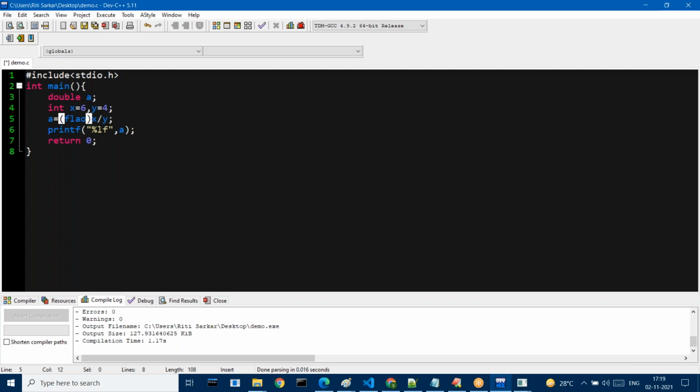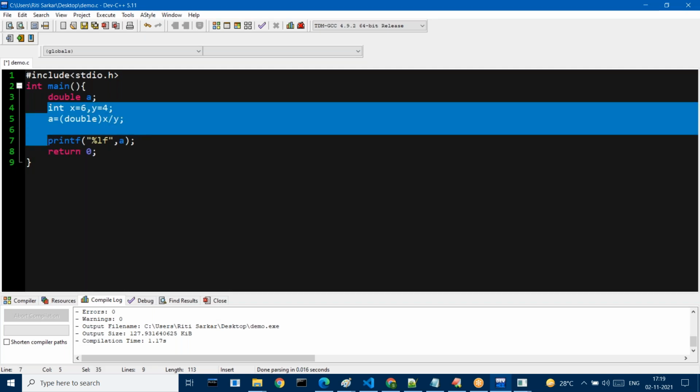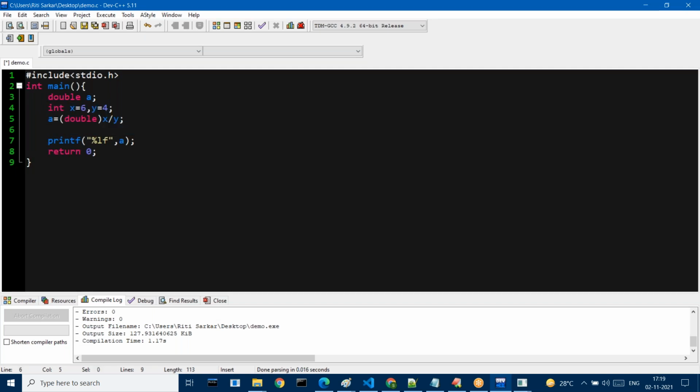What is the syntax? First bracket open, first bracket close, and inside it the required data type, whatever you are expecting, double. Now, what is the beauty here? Don't think that throughout the program x will now become double. No. After line number 5, in lines 7, 8, 9, 10, 11, 12, as long as the program is there, the type of x will still be int only. But just in this line, you are asking x, can you please behave like a double? Just in this line, nowhere else.